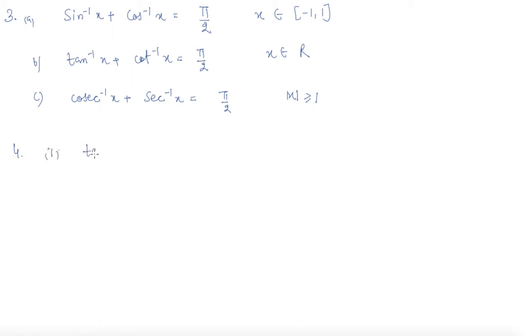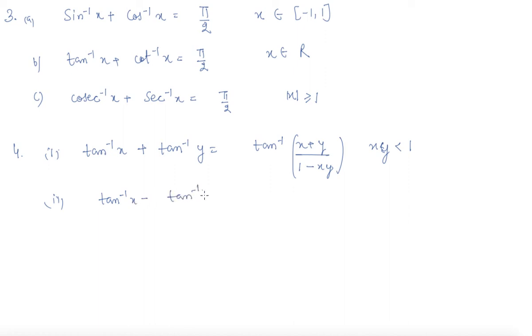First formula is tan inverse x plus tan inverse y equal to tan inverse of x plus y upon 1 minus xy, where xy is less than 1. Second part, here it is a negative sign. Tan inverse x minus tan inverse y is equal to tan inverse of x minus y upon 1 plus xy. So this is the formula somewhat related to each other.